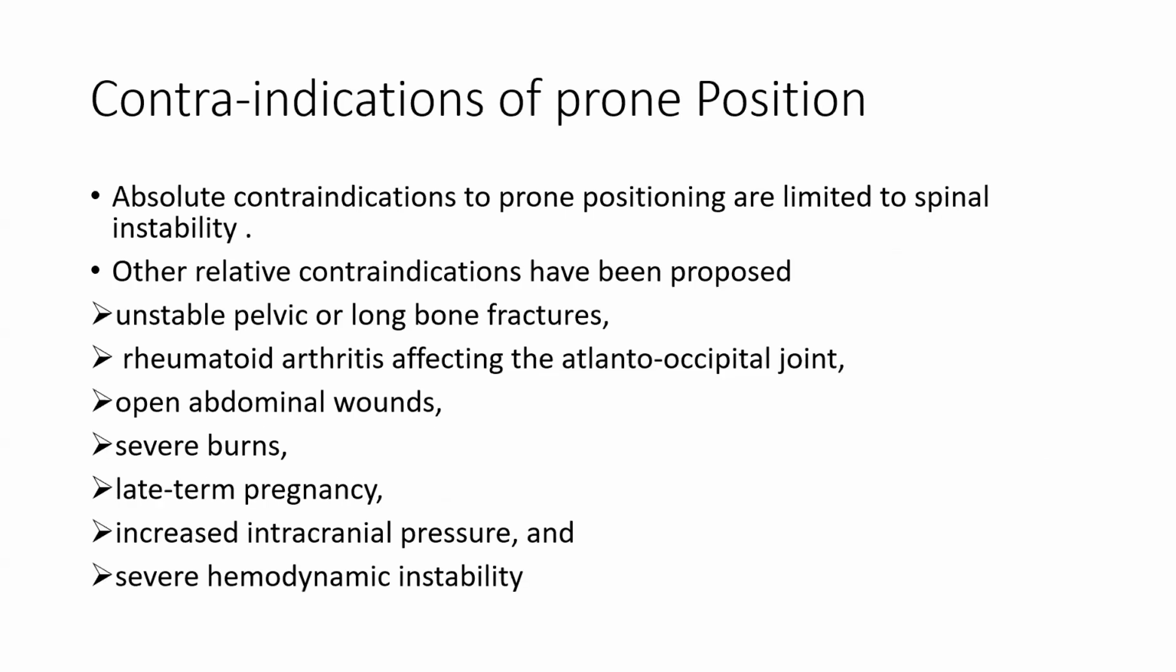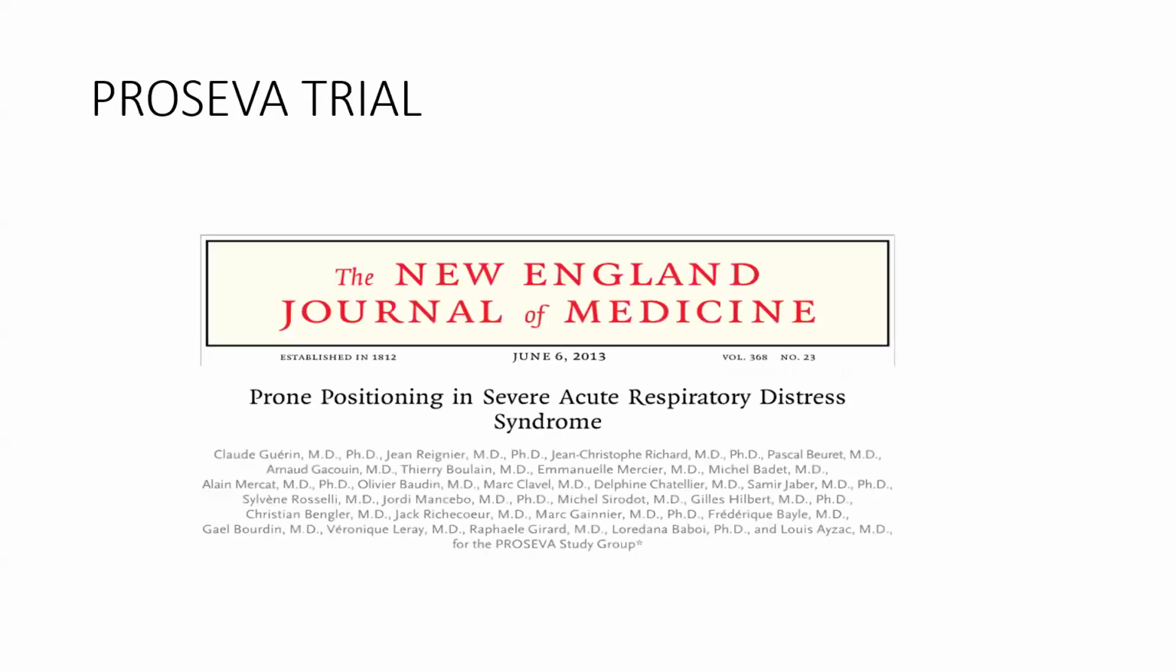Now we'll see what are the contraindications of the prone position. Absolute contraindication of the prone positioning is spinal instability, while other relative contraindications have been proposed, which are unstable pelvic and long bone fracture, rheumatoid arthritis affecting the atlanto-occipital joint, open abdominal wound, severe burn, late-term pregnancy, increased intracranial pressure, and severe hemodynamic instability.